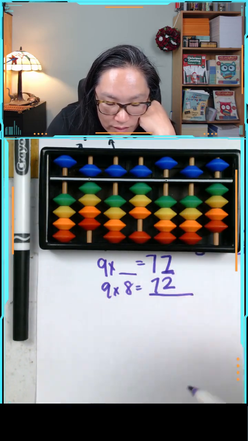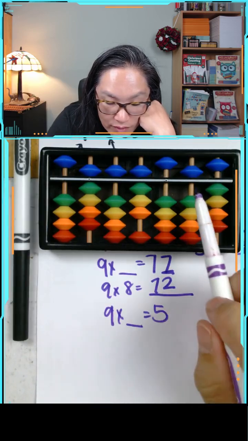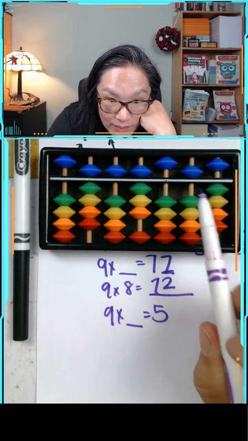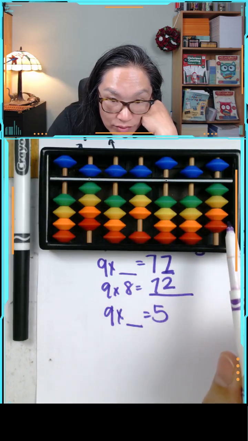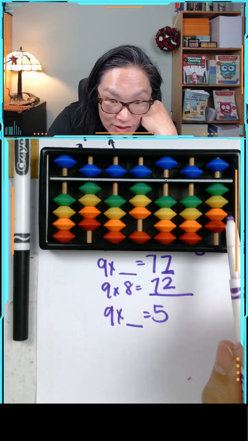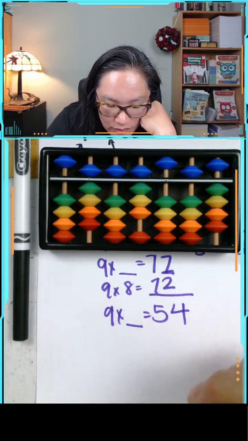I'm left with what? 9 times what is equal to 5? Can we do it? No. We can't do it. What do? We got to make it a double digit. Thank you, Michael. Good, NC. Make it a double digit. Bring down the 4. Thank you.